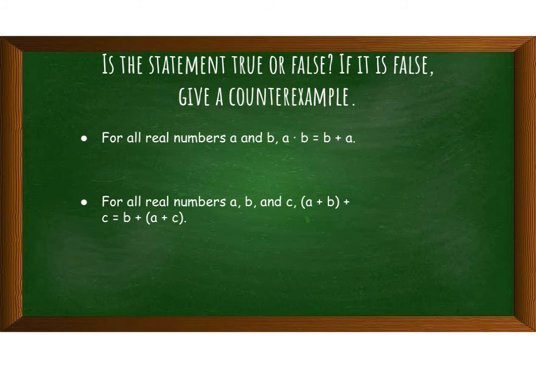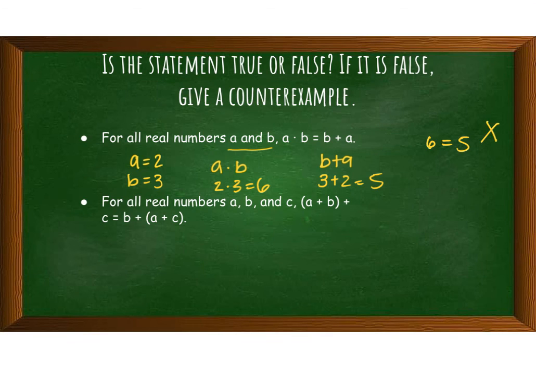So for the first one, we want to find out if this statement is true or false. If it's false, we need to give a counterexample. So it says, for all real numbers a and b, a times b is equal to b plus a. That doesn't seem right. So let's go ahead and just try one out. A equals 2, b equals 3. So let's say a times b is going to be 2 times 3, which is 6. This should be equal to b plus a, which is 3 plus 2, which is 5. So this is saying that 6 should be equal to 5. That is not good. And this is our counterexample, okay?